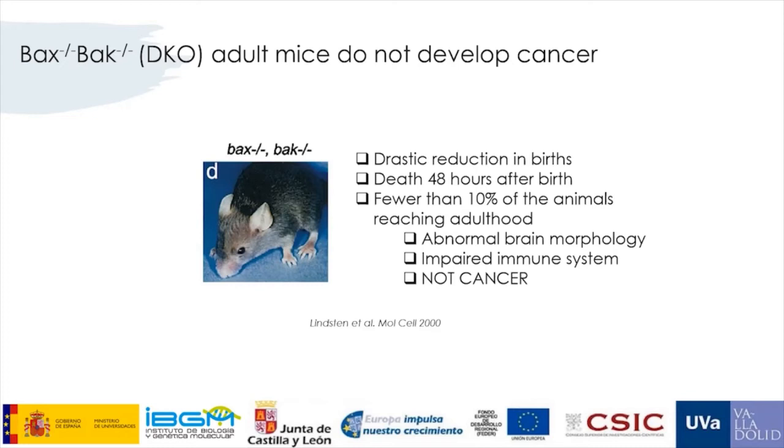These animals have typical characteristics, like interdigital membranes or the imperforate vagina. But what I want to say is that they have abnormal brain morphology and they have an impaired immune system, even if they don't have cancer. In both cases, there are more neuronal cells and more hematopoietic cells.